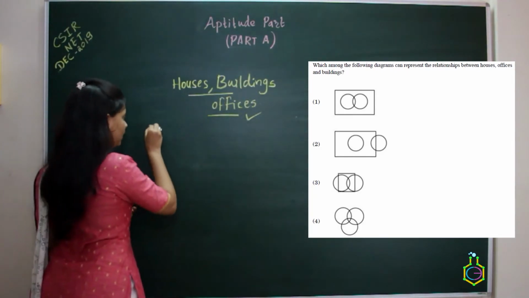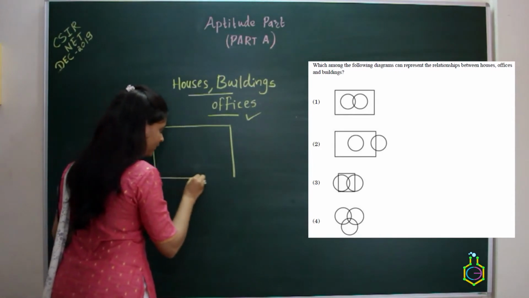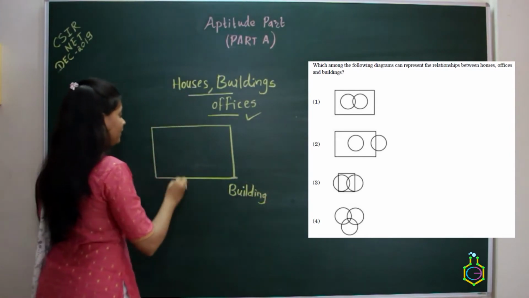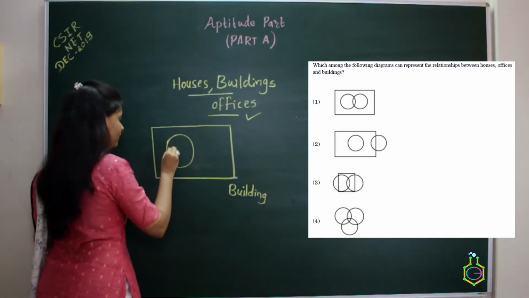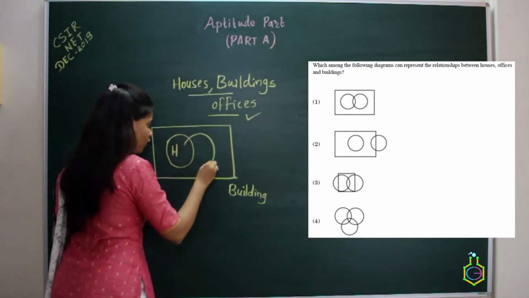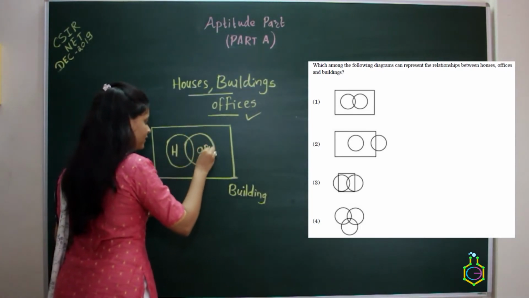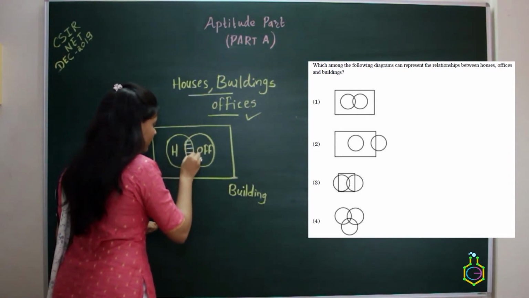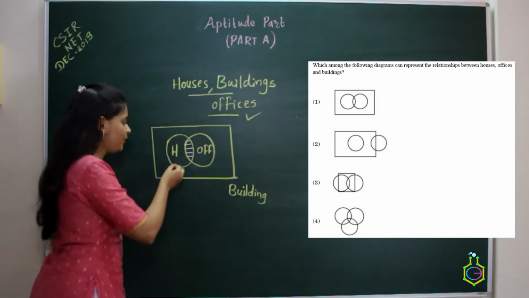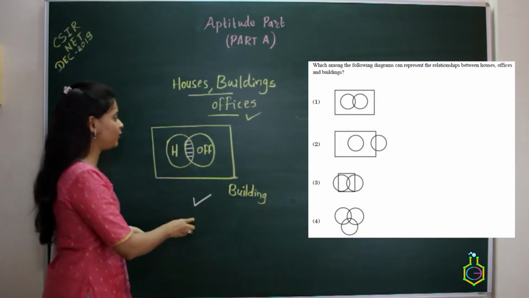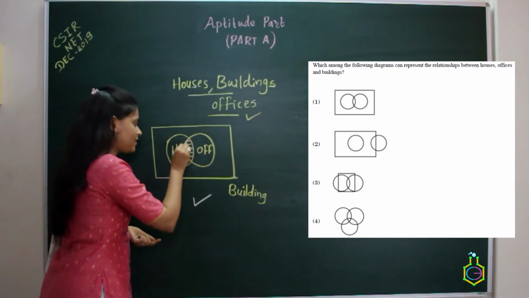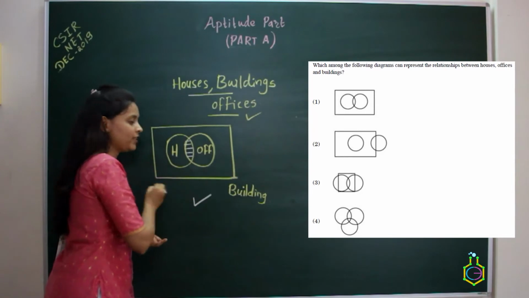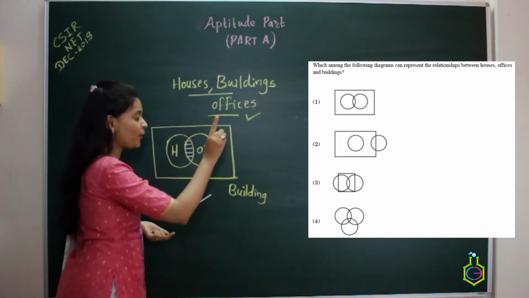So here, suppose this is the set of buildings. Then this is for house, and this is for office. And there are certain homes in which offices are also there. So this is our correct answer, in which there are certain homes in which offices are also present, and homes and offices are the buildings. So this is our option number 1.